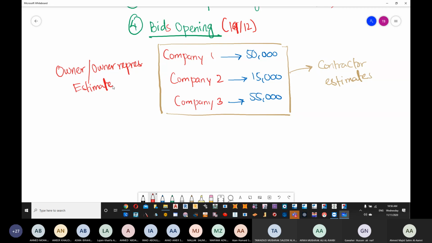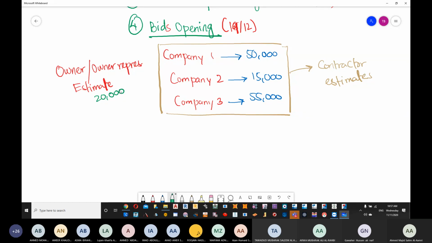Those who are from civil, you should have studied these in estimation, I believe. Okay. Now we have the contractor estimate and then we have the owner estimate. If the owner representative, which is a consultant, is telling you that the estimate is approximately around 20,000, well, option number 2 is going to be okay now. You will see that your company number 2 offer is close to your owner estimate.